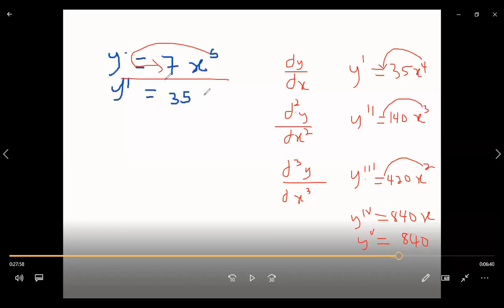So let's try another example, just in case you are not too okay. Let's say we have y equals 4x cubed plus 2, and I ask you to find the second derivative, y prime prime. We usually write y prime prime like this. So y prime, when you differentiate, you get 12x squared.